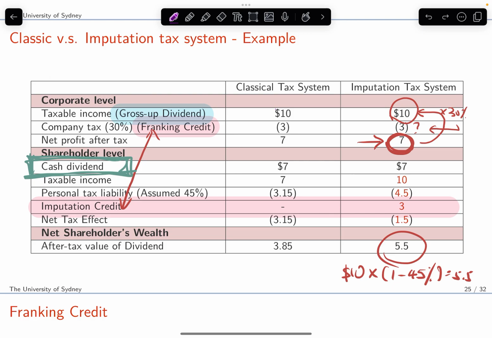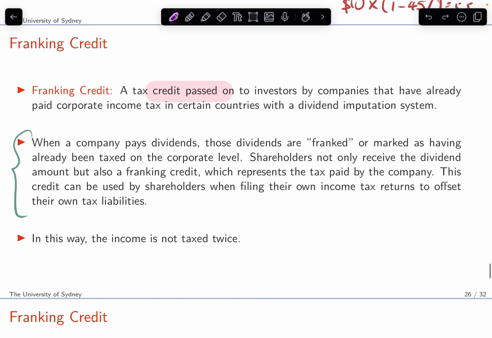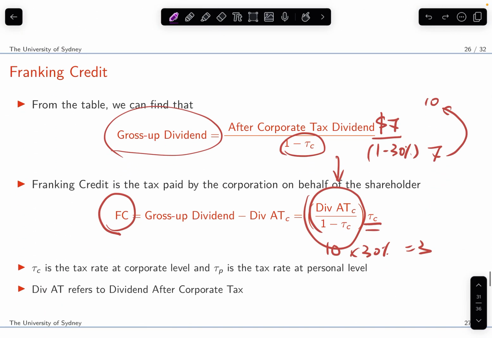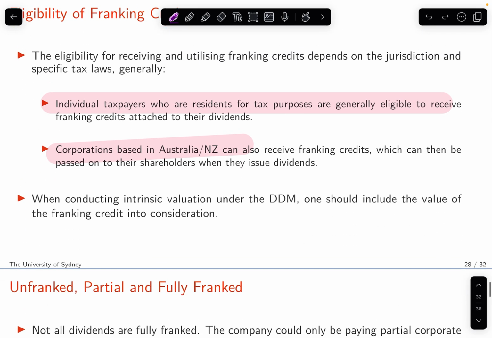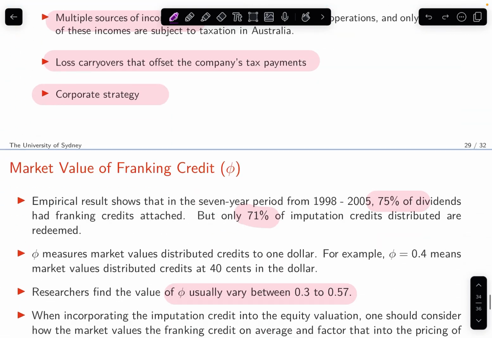So this is the difference. Rather than having taxation twice, so here in the U.S., they have a 30% tax and then a 45% tax. In Australia, there is a credit towards it. So franking credit is a tax credit passed on to investors by companies that have already paid corporate taxes, and there are some conditions attached. For example, they have to be Australia or New Zealand-based companies or residents for tax purposes. So here we can see the calculations for this. You can pause the video and understand this.